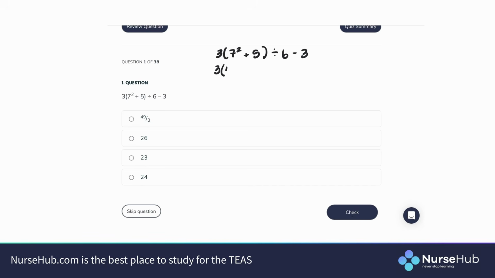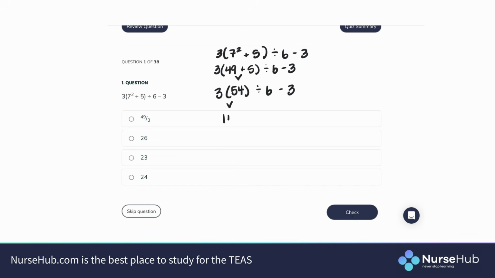7 squared is 7 times 7, so that's 3 times (49 plus 5) divided by 6 minus 3. Next, we have 49 plus 5, which gives us 54. So I have 3 times 54 divided by 6 minus 3. You might have heard me say "times" for 3 times 54. When we have a number outside of a parentheses, it indicates multiplication. So since that 54 is still in the parentheses, we now can drop them to multiply the two together.